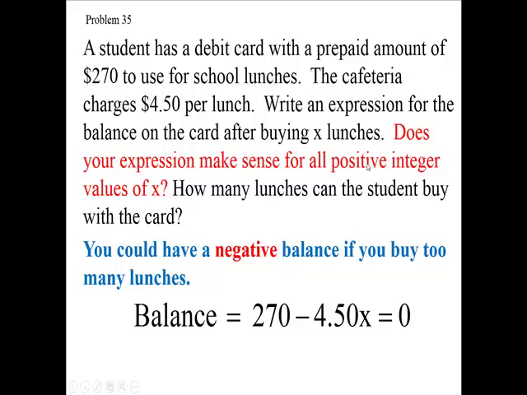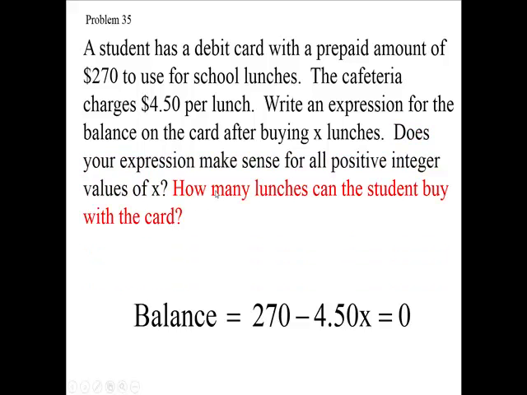Once you get up to a certain level, then you've used up all your money and you can't go any higher than that. So it doesn't go on forever. So that's the problem with saying it makes sense for all positive integer values of X. You can only go up to a certain level. Now, what is that level? It's the answer to the next question: how many lunches can the student buy with a card before he gets down to 0?